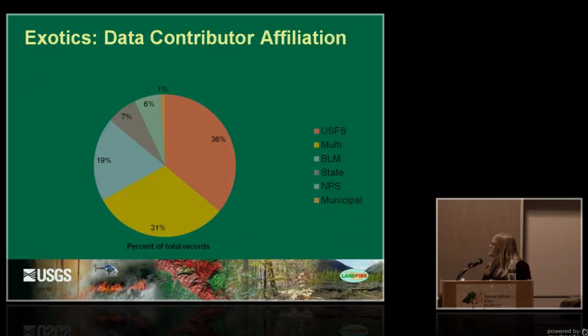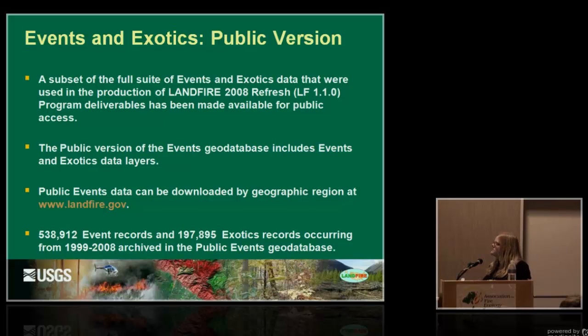Exotics data contributor affiliation. So here's who contributed to our exotics data. Once again, the Forest Service and multi-agency data sources were pretty big players, but BLM, state, National Park Service, and municipal also contributed data. There is also a subset of the full suite of events and exotics data that were used in the production of the LANDFIRE 2008 refresh deliverables that has been made available for public use. The public version includes both the events and exotics data layers, and can be downloaded at our website by geographic region. There are about 539,000 event records and 198,000 exotic records occurring from 1999 to 2008 that are archived in the public events geodatabase.